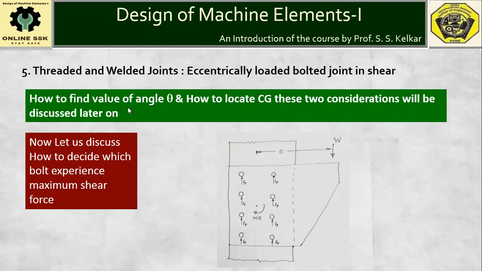Now as far as the value of angle theta, how to calculate that and how to locate CG, that will be considered while solving some numericals. One point to be noted, for a symmetric system of the bolts, by mere observation one can locate the CG. But if the system of the bolts is not symmetric, then we have to follow some procedure for locating the CG. That will be discussed as and when required while solving the numericals.